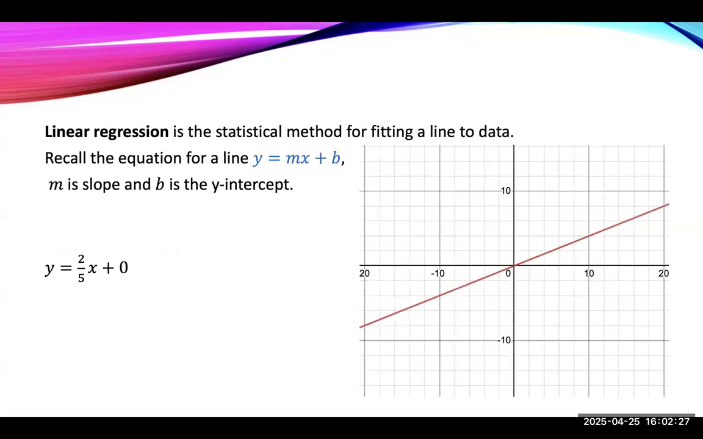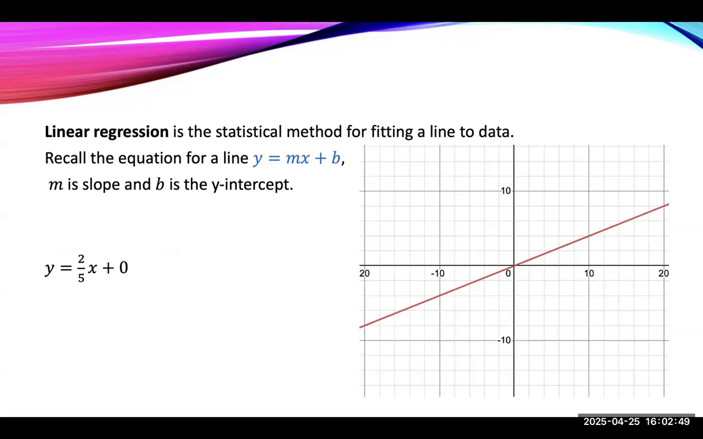Let's do a quick review about lines. So remember that y is equal to mx plus b is the equation of a line, where b is the y-intercept and m is the slope. I'm going to show you a few lines, and we're going to look over them and see if we can find the slope and the y-intercept.